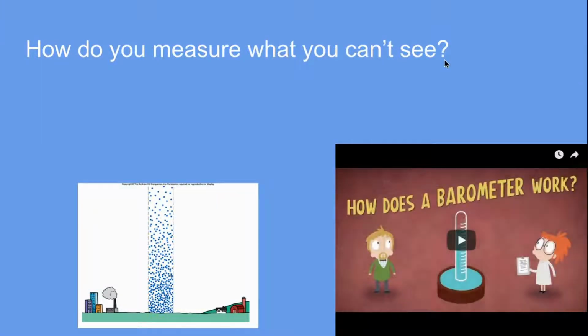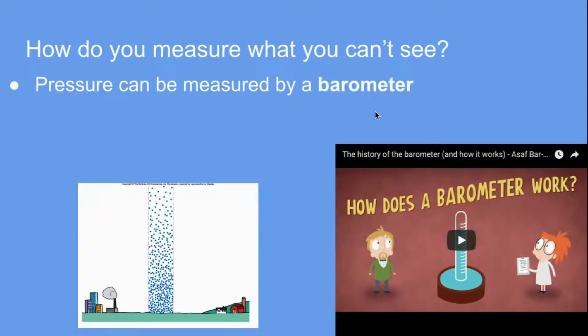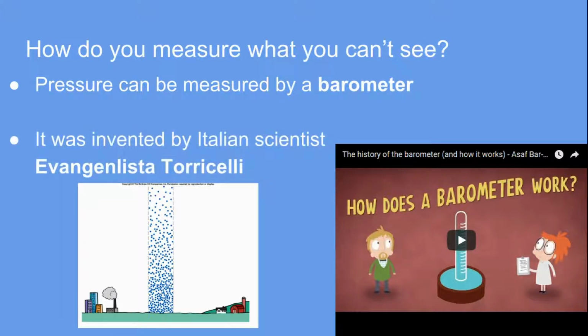Now, how is pressure measured? We can't see it. We can't bust out a ruler and see how much pressure we have. So the way that it is done is that it's measured using what is called a barometer. This barometer was invented by an Italian scientist named Evangelista Torricelli. And there's actually a very neat video that you can watch on the history of the barometer and how it works.